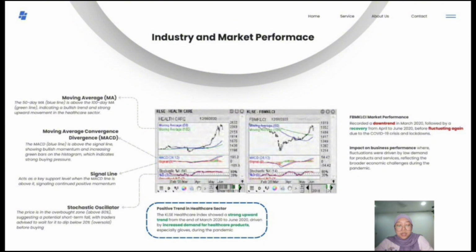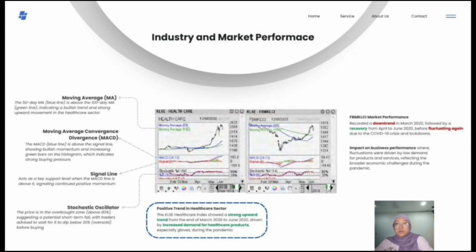As for the stochastic oscillator, the price is in the overbought zone, which is 80%, suggesting a potential short-term fall, with traders advised to wait for it to dip below 20%, which is oversold, before buying the stock.